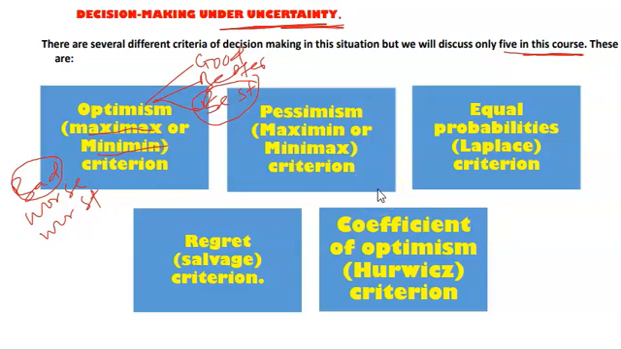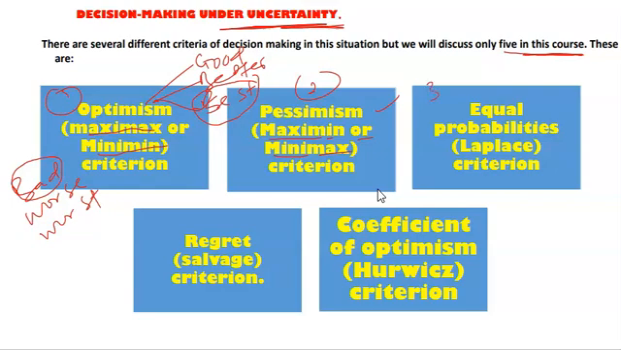Having said that, the second course of action under this is what we call pessimism, when we are going for the maximum of the minimum or the minimum of the maximum. Pessimism criterion. You don't want to be too optimistic as we have in the first case. Here you want to be pessimistic. You want to go for the maximum of the minimum, or you want to go for the minimum of the maximum.